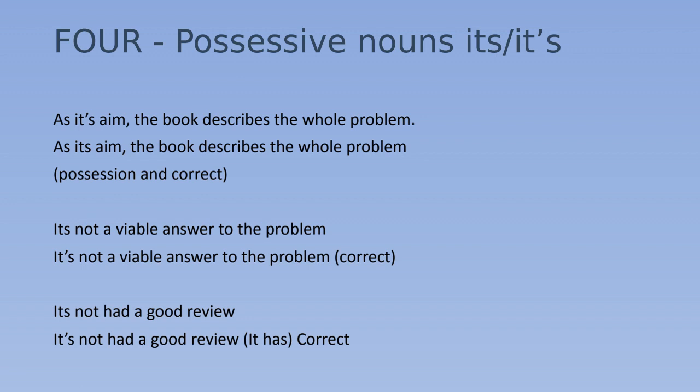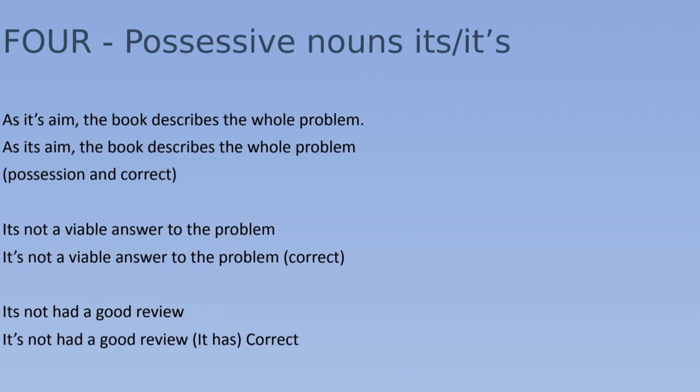You can see there, I think it's there, yep. You can see there the apostrophe replaces the I. It is not a viable answer to the problem. So that's correct. It's not had a good review. And again, the apostrophe there replaces the I. It has. So that's the correct version. So make sure you know whether it's possessive or not.